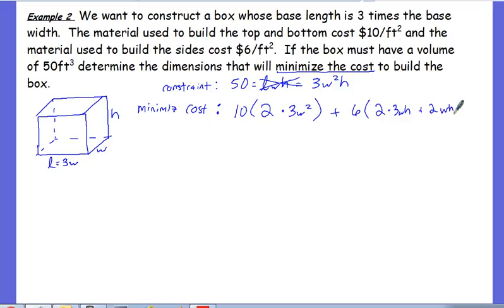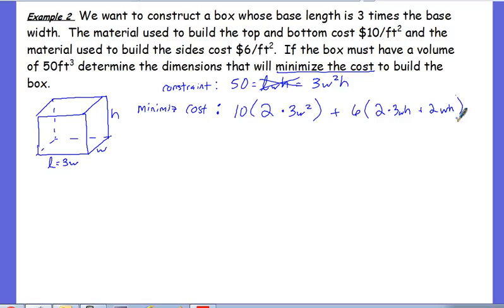Okay? So, I'm going to simplify this, but I wrote it out the long way because I want you to understand all the bits and pieces we got going on. Does everybody see that it's $10 for my 2 top and bottoms? The area of those would be 3W squared. Good? And then it's $6 for my 2 front and back sides, which would be 3WH, and then plus the 2 sides, which would be 2WH, right?